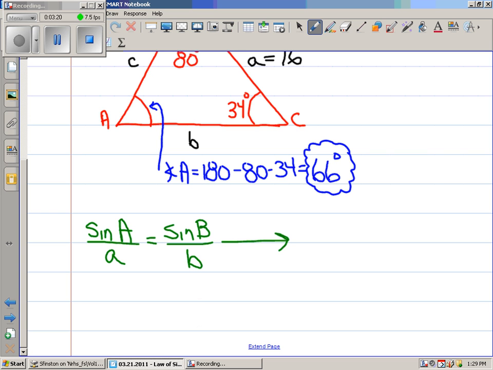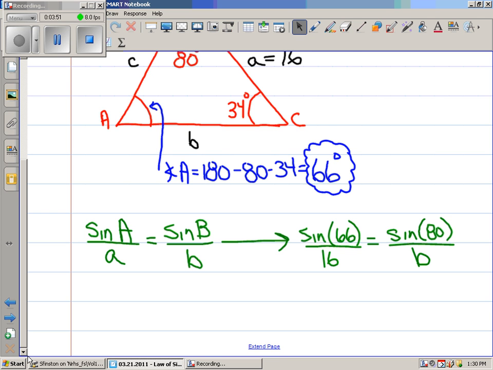Now all we do is just fill it out. Ooh, I messed that up. How much is A worth? 66, right? Sine 66 over 16 equals sine 80 over B, right? What do you think we do from here? Of course we do. Cross multiply.